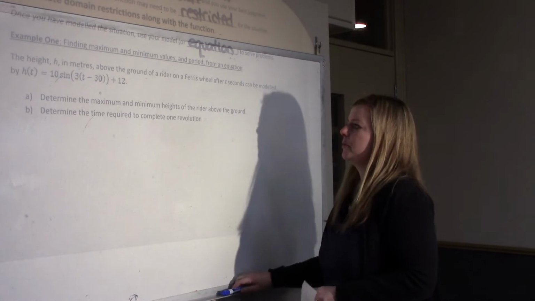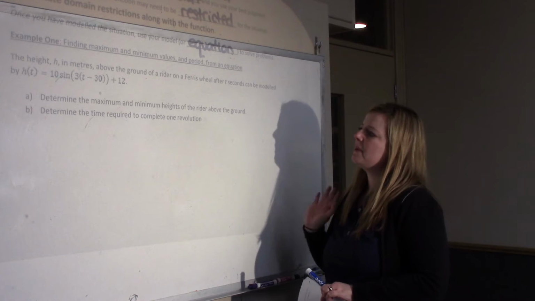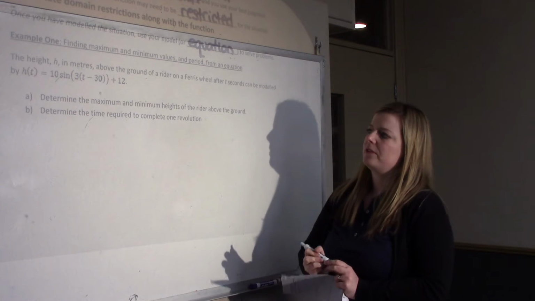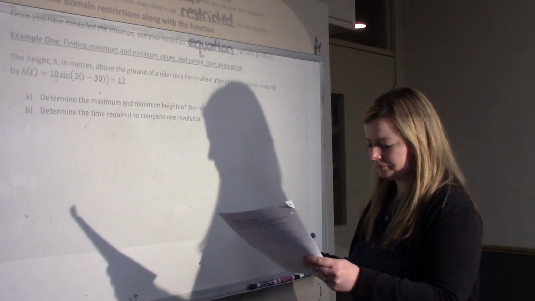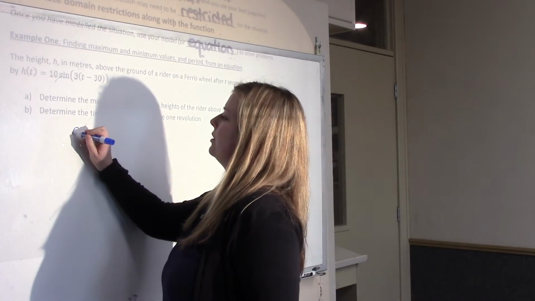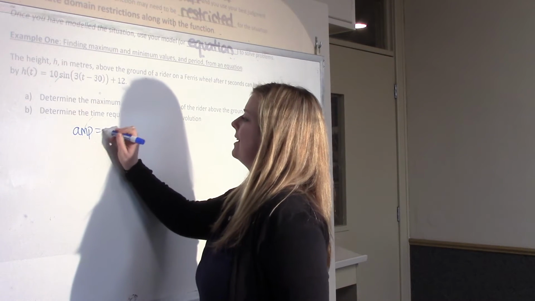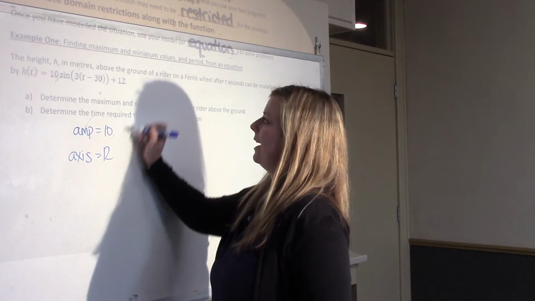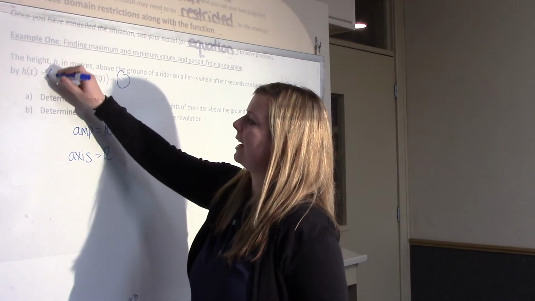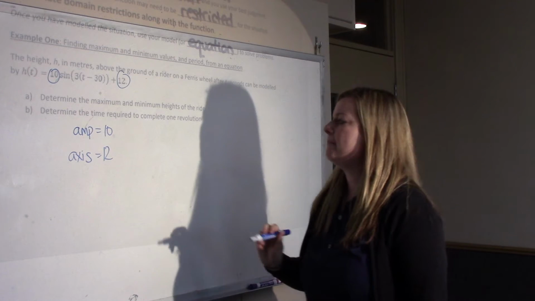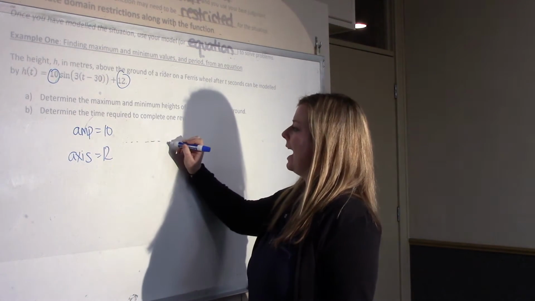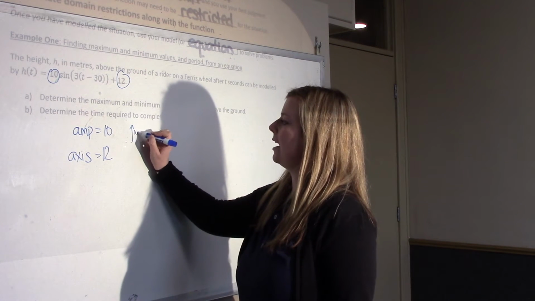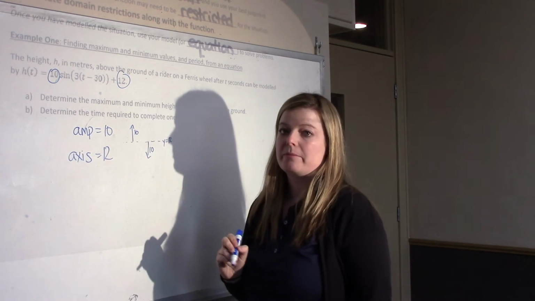This one is just, we're not graphing or really solving, we're just finding the maximum and the minimum heights, and then the period. So our A value is 10. So our amplitude is 10, and our axis is 12, okay? Because C is equal to 12 and A is equal to 10. So that means, if you can visualize this, our axis is at 12, and then it's going to go 10 up from there and 10 down from there.